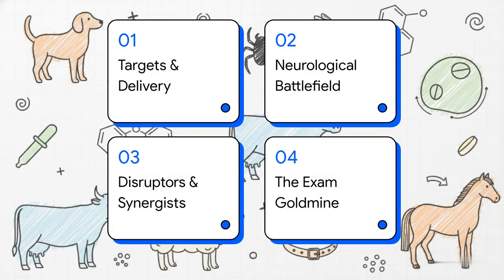So here is our game plan. We're going to start with the setup, our targets and delivery methods. Then we head straight into the neurological battlefield. After that, we'll look at disruptors and synergists, and we'll wrap the whole thing up with the exam goldmine, where we'll hit those crucial life or death clinical takeaways.